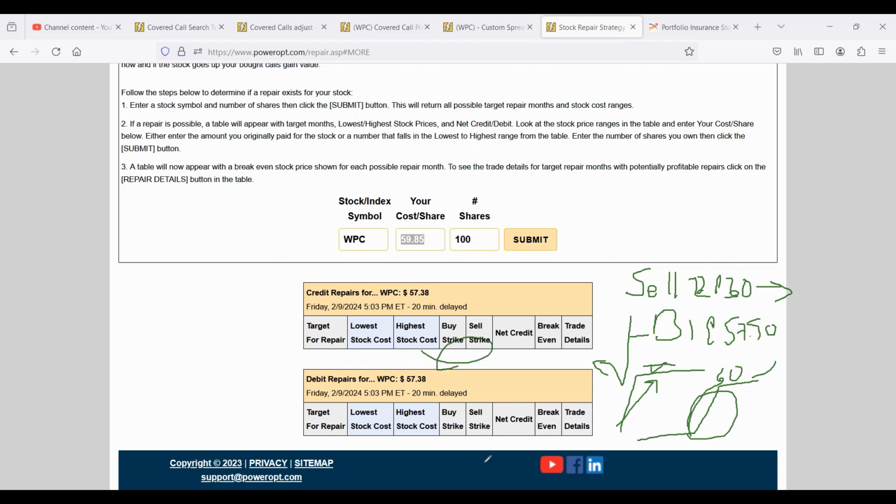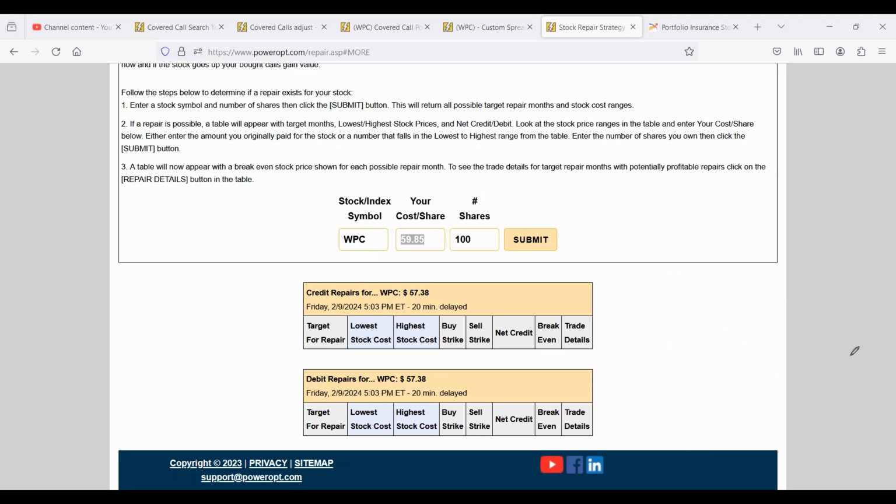Commonly, we look for it at a credit if possible, rather than doing a debit repair. So that's just another option for managing the covered call positions.